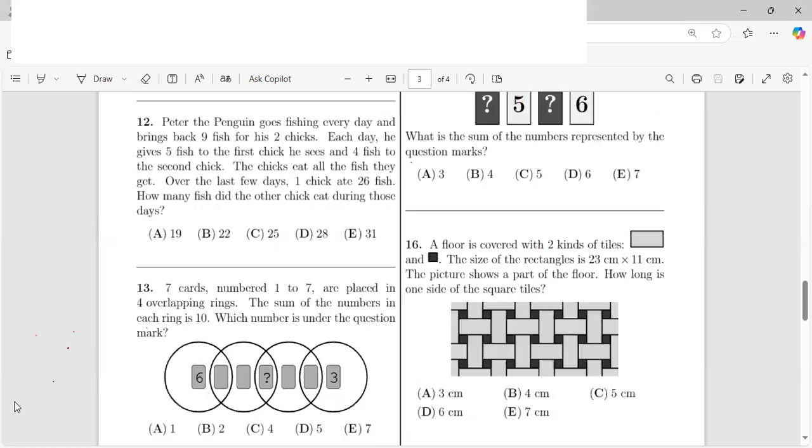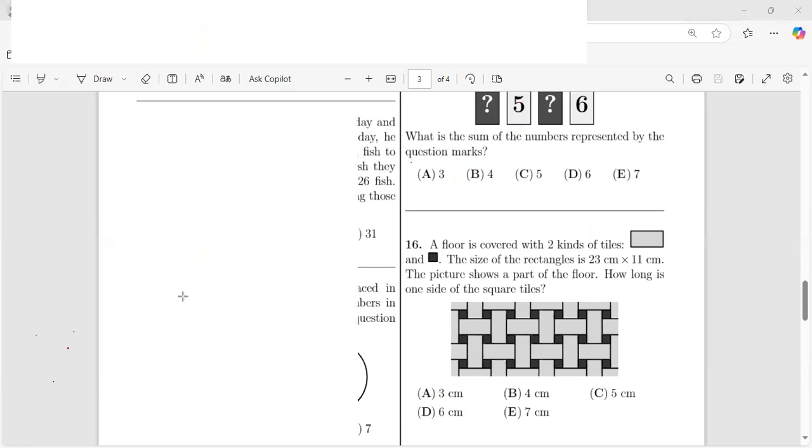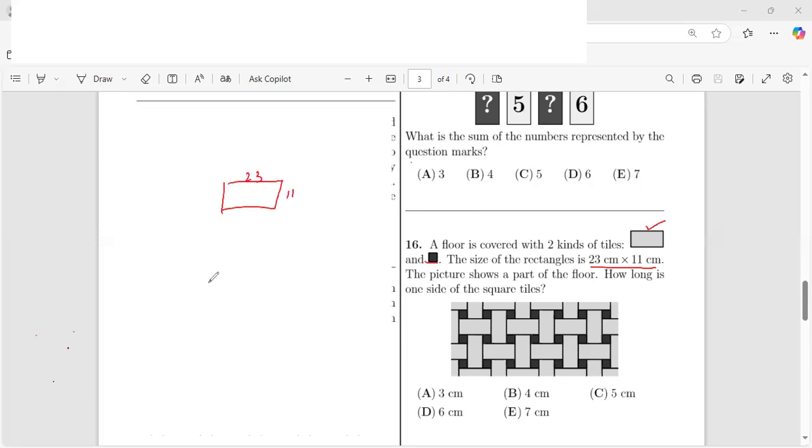Question 16, that will be the last question we are doing as per this video. And the 5 pointers, I'll make a separate video for this. For this also, I'll need some space. Question number 16. A floor is covered with two kinds of tiles, which is this and this. The size of the rectangles is 23 by 11. So this is the rectangle. This is 23 by 11. The picture shows part of the floor.